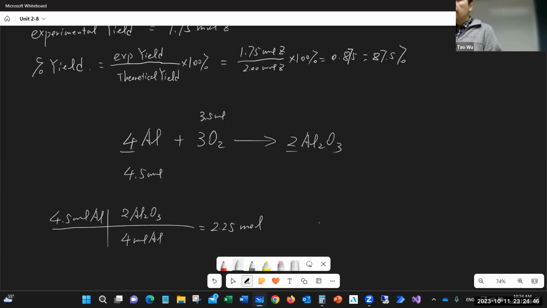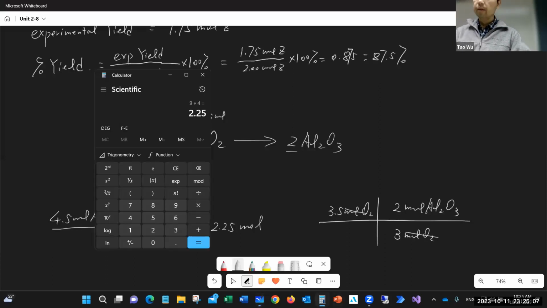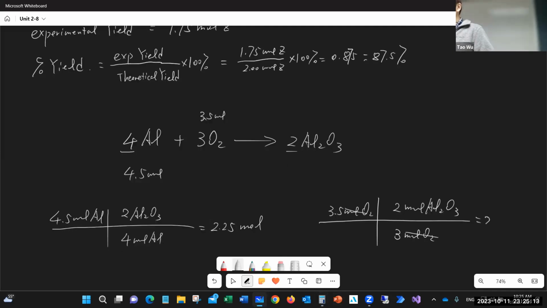oxide. And then if we use up all the oxygen, which is 3.5 moles of oxygen, based on moles of oxygen, how many moles of aluminum oxide can we generate? Moles of oxygen canceled, that's a 7 divided by 3. 2.333 moles of aluminum oxide. See, those 2 are both aluminum oxide. Those are both the product.